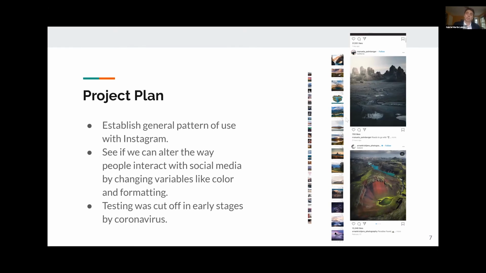Our general project plan to begin was to establish a general pattern of use with Instagram, figure out how people naturally scan through it, how much time they spend on photos, and when they look at text. Then, building on that, we could see if we could alter it by changing variables like color or formatting. Regrettably, after we only tested 2 people, the in-person testing had to be cut off due to the coronavirus.